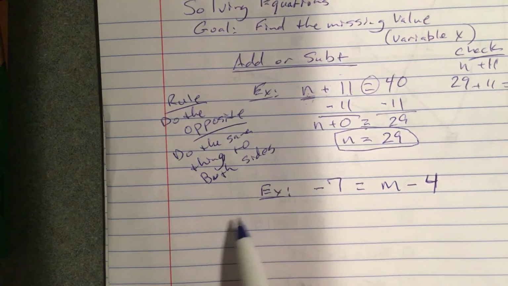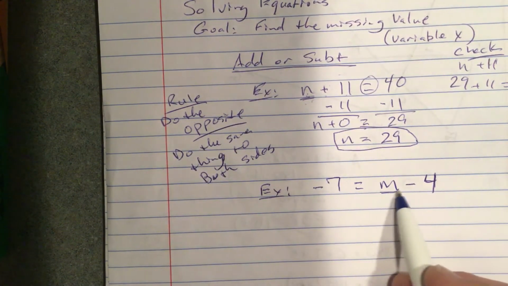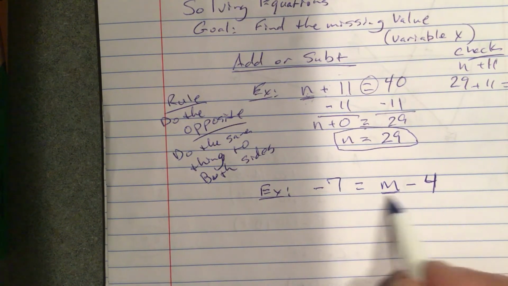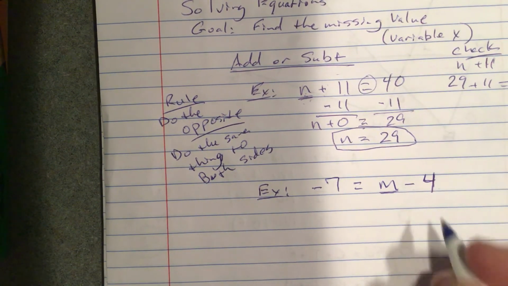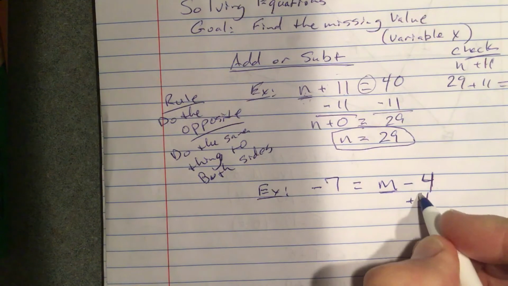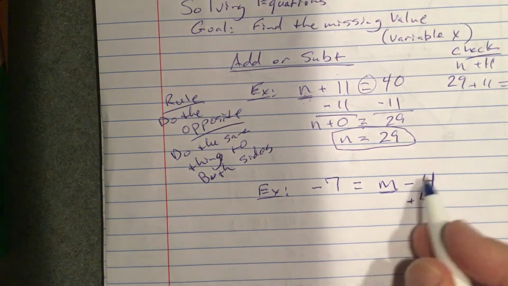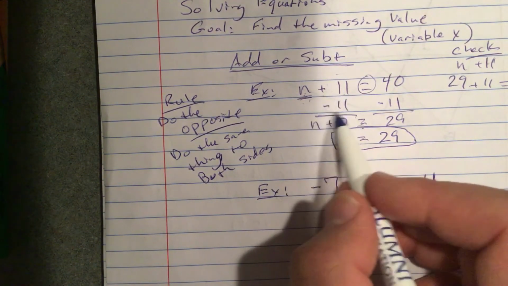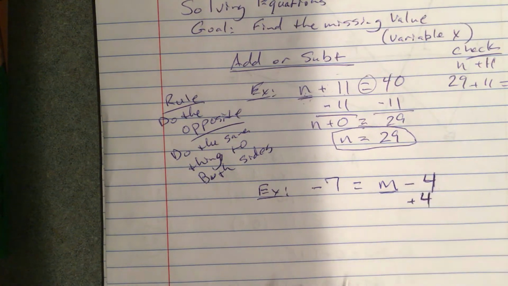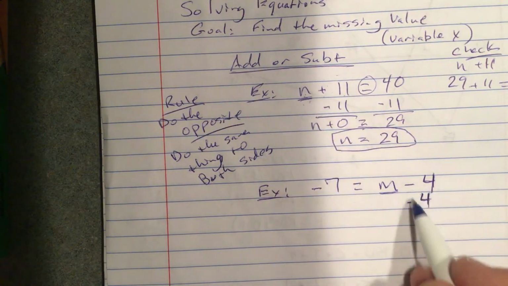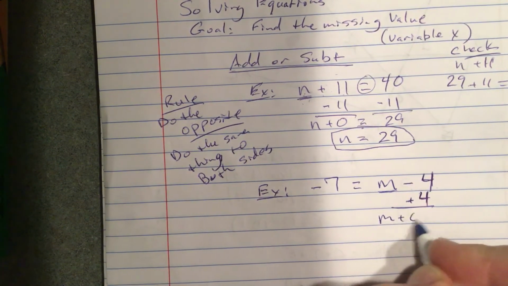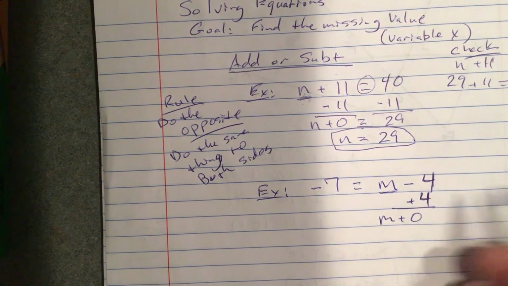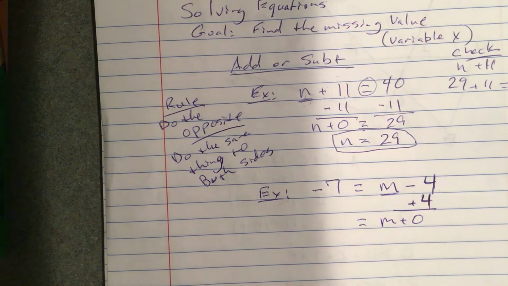So we're still looking at, we're going to do the opposite. We're going to look at what's happening to the variable and do the opposite. So we're doing m minus 4. So opposite of m minus 4 would be plus 4. Okay? And really by doing that, we're taking away, just like up here, we're taking away the plus 11. Here, we're taking away the minus 4 by doing the opposite, okay? We'd be left with m plus 0. Minus 4 plus 4 is just like adding 0, okay?